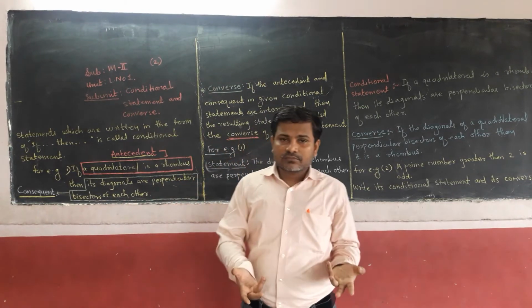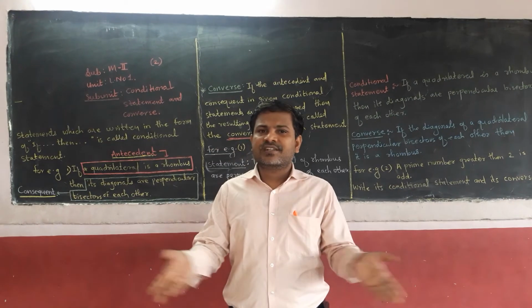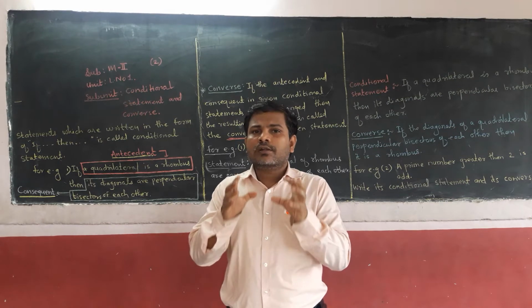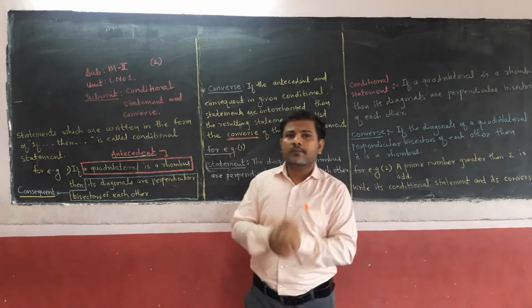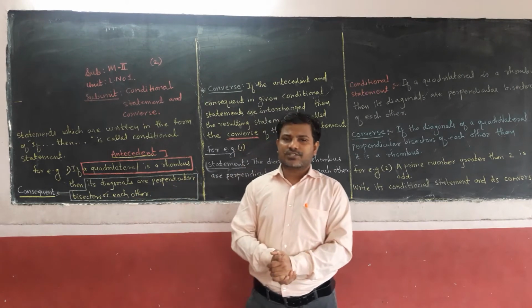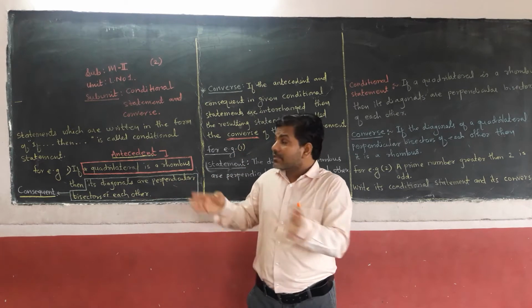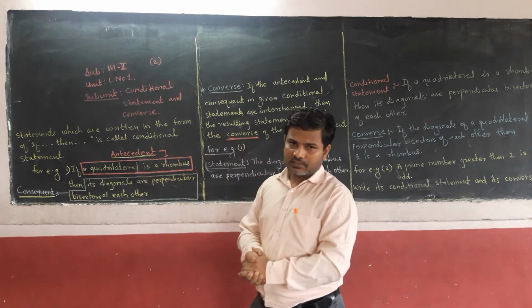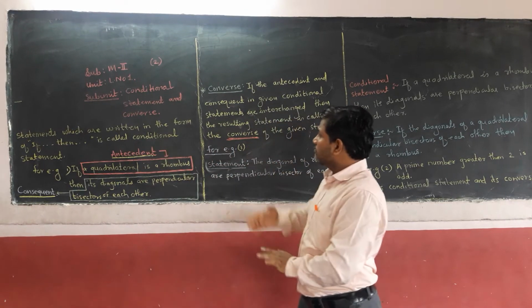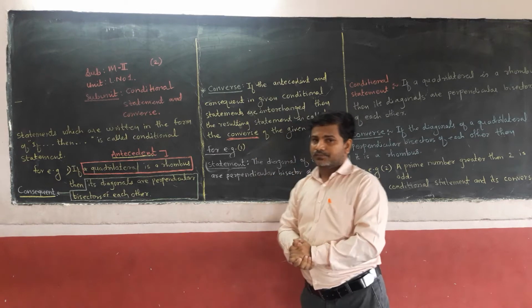You know that if a quadrilateral is a rhombus, you learn that in the next standard. अगर वो quadrilateral rhombus है, इसका ये मतलब होता है कि उसके diagonals क्या रहते हैं? Perpendicular bisectors of each other. Yes or no? So such types of sentences are called conditional statements. Understood?